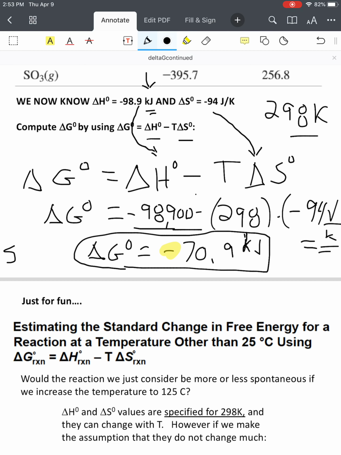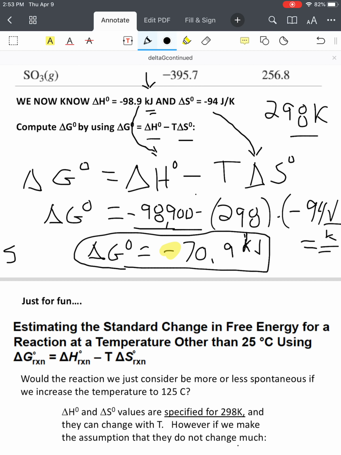So this reaction, as it's written, is certainly spontaneous. It will occur. And we know that because of the sign on delta G. So this reaction is spontaneous because delta G is a negative number. If we did this calculation and delta G was positive, the reaction will be non-spontaneous, okay? Keep that in mind. All right, so let's move on to just a variant or an offshoot of this particular problem.